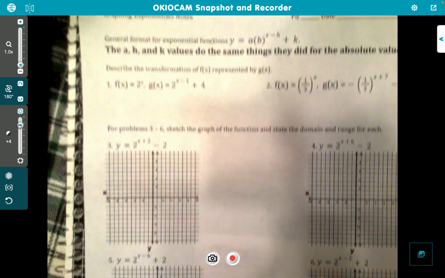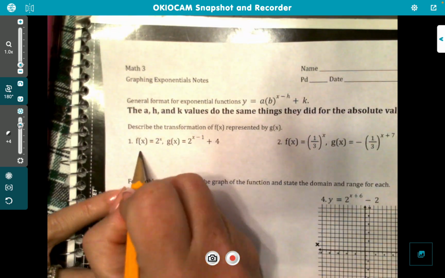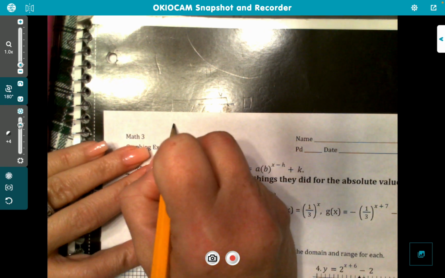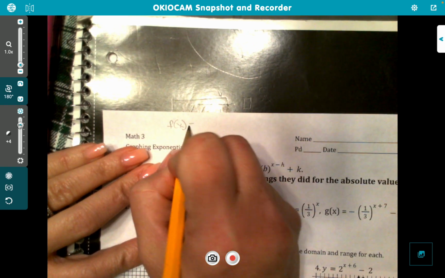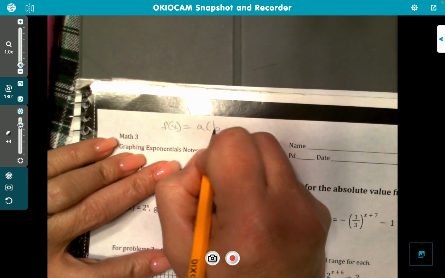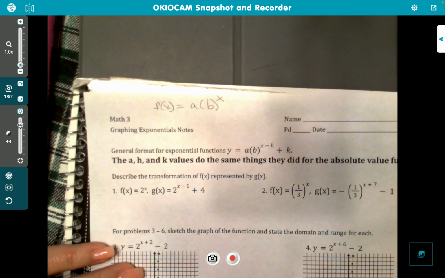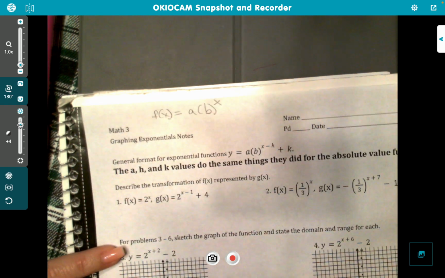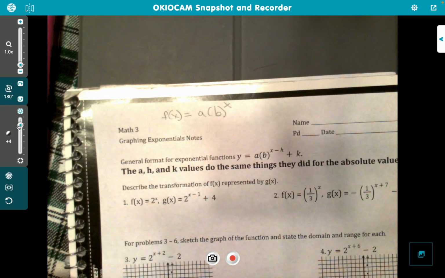So the exponential function, recall, is f of x equals a times your b value to the x power. The parent function that we're going to be using to make all of our comparisons is y equals 2 to the x.